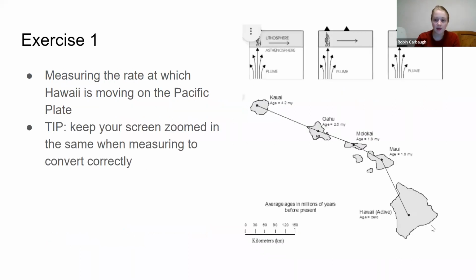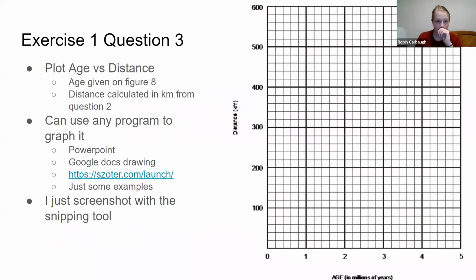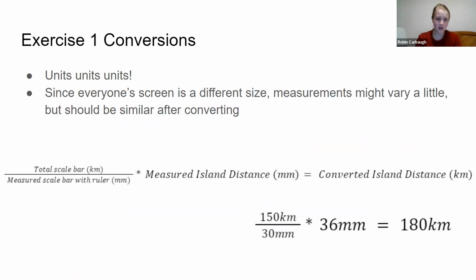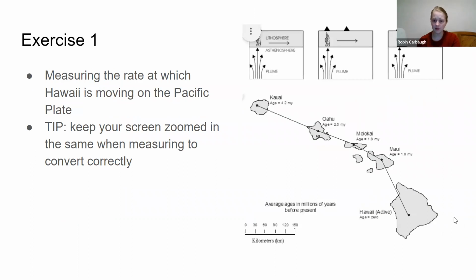So we're going to be doing that for in between each island to get just the different amounts between them converted into kilometers. And then after that, we can graph it. And after we have it graphed, we can determine a rate of movement. So the graph is going to be age versus distance. We get age off of figure 8 right here. They all have it. Hawaii is 0, Maui is 1, and so on.